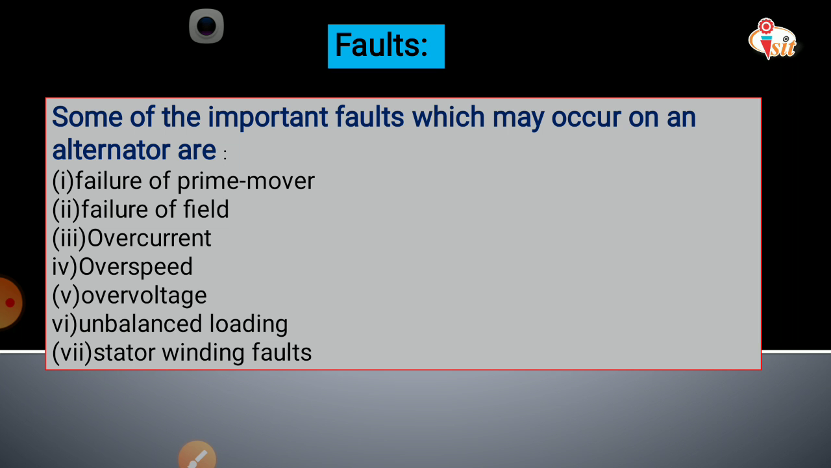In that, two methods are used: first, by monitoring the inlet and outlet temperature of the cooling medium, and second, by using the RTD, meaning resistance temperature detector. So these two methods are used for overheating protection. So these two different protections we have seen used for the protection of the alternator.